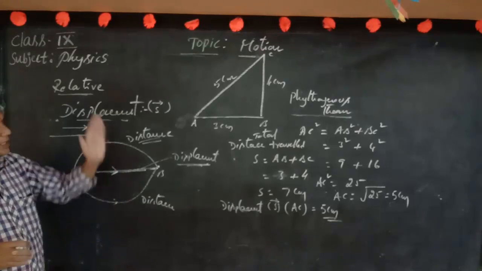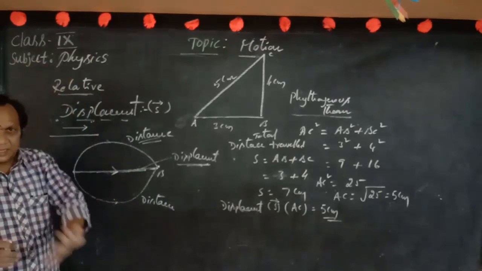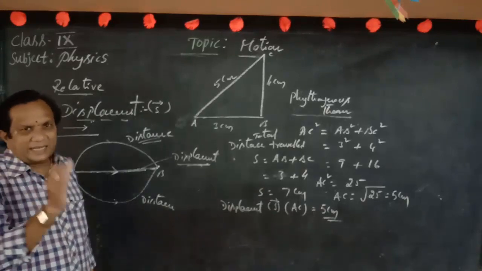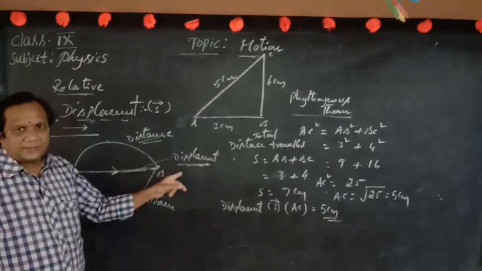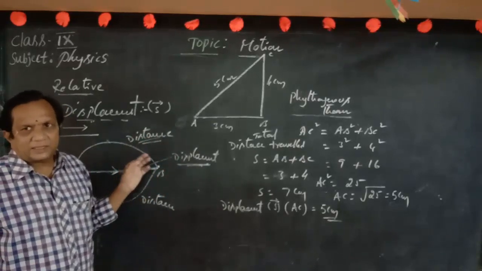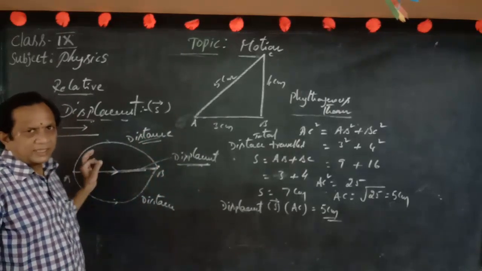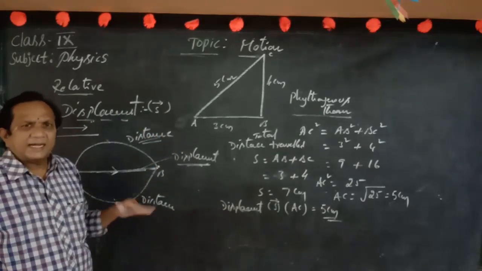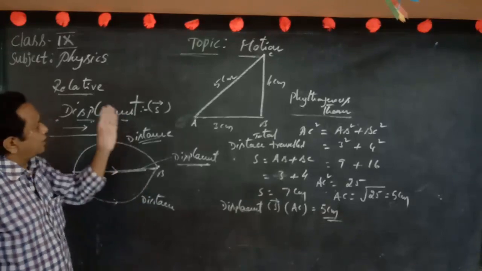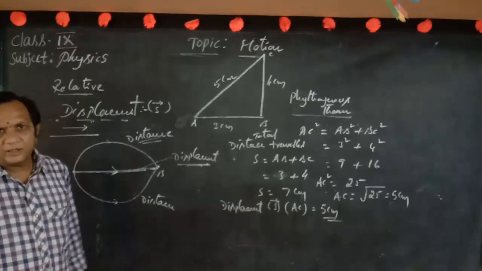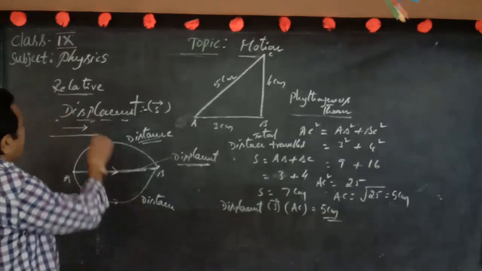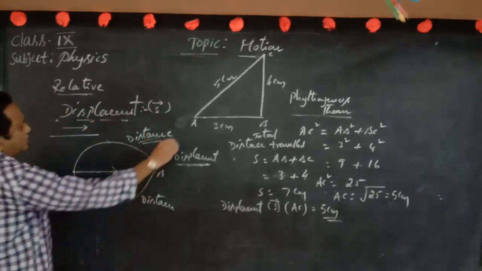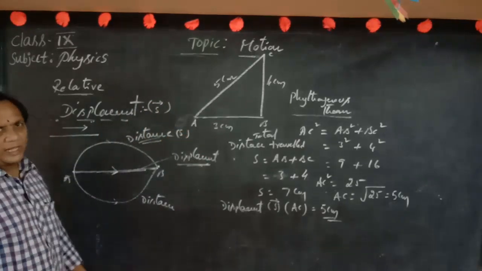Another difference is that distance is a scalar quantity, meaning it has only magnitude, no direction. So it is a scalar. But displacement is a vector quantity. That's the main difference between distance and displacement. The units are the same for both distance and displacement, and both are denoted by the letter S. But displacement is indicated with an arrow on top, while distance has no direction.